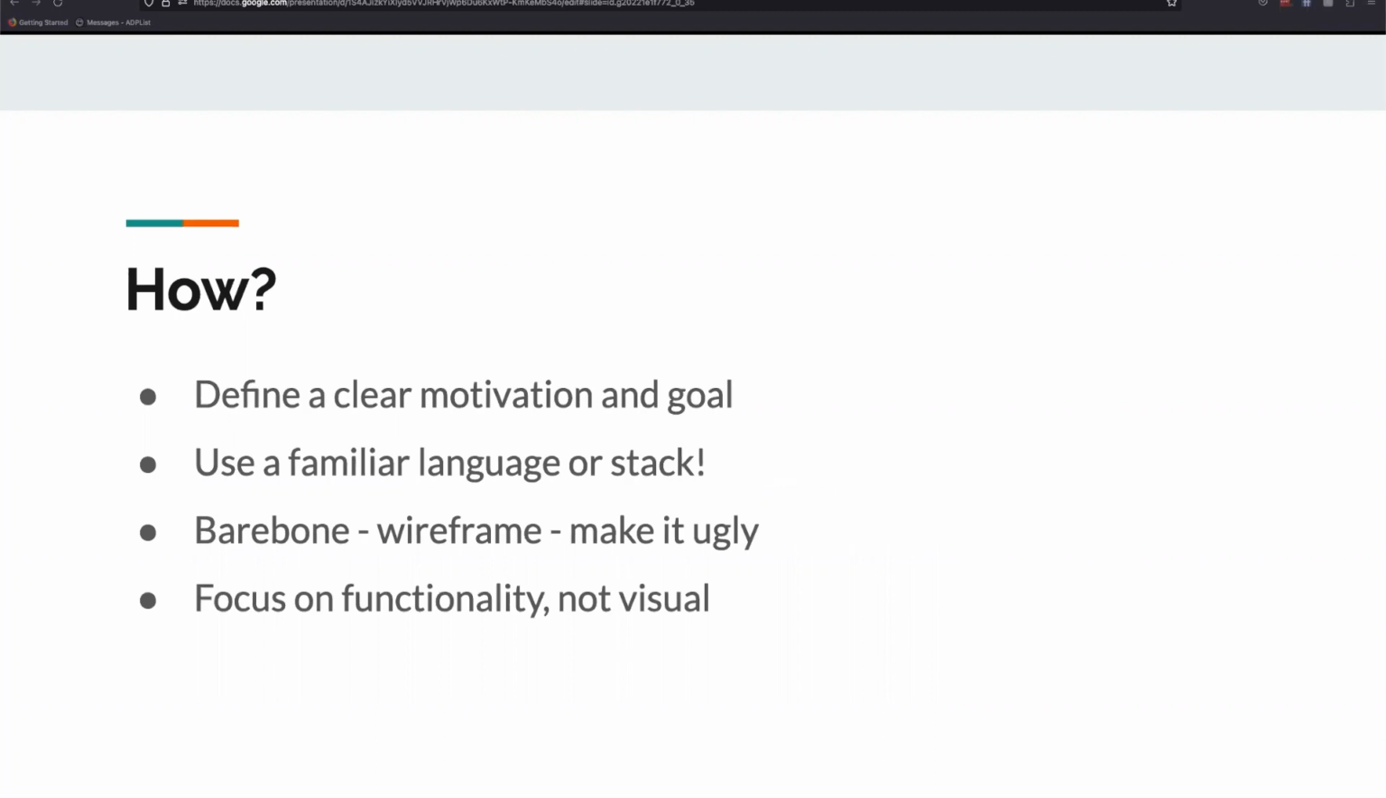How do we do this? First, for any proof of concept work, we need to define a clear motivation and a goal, just one motivation and just one goal. Also, pick a tool that we're more familiar with, something that will allow us to achieve our goal faster. Just because I use Unity and C# to build Guilt and Glory, it doesn't mean I have to use that same stack for my proof of concepts.